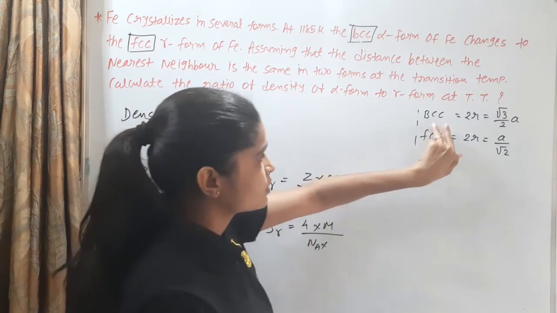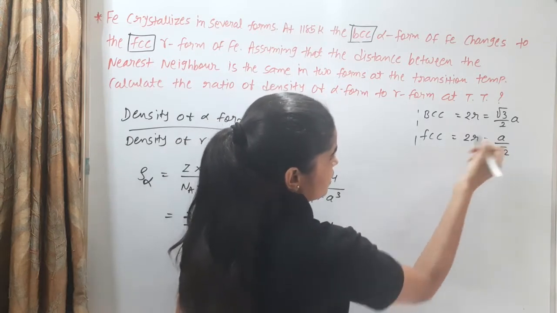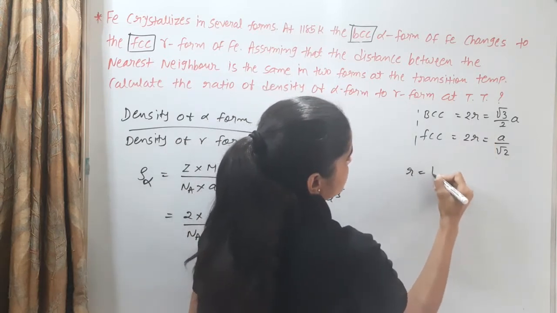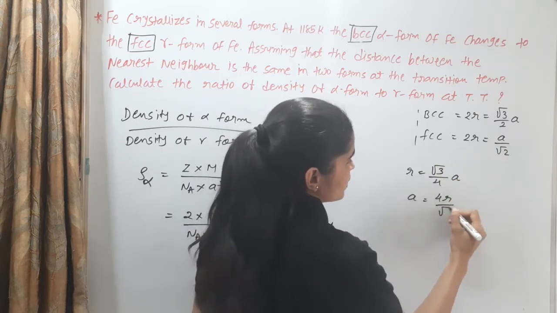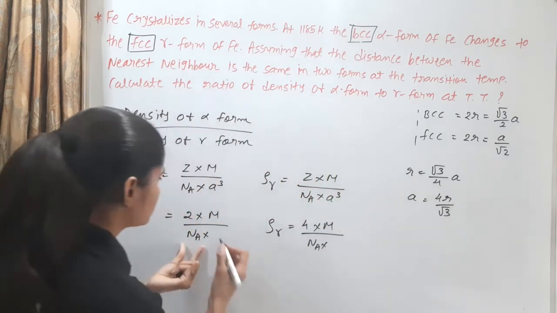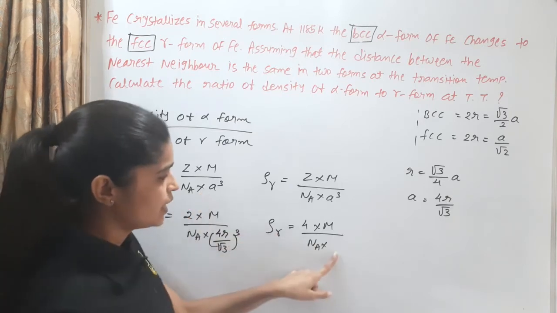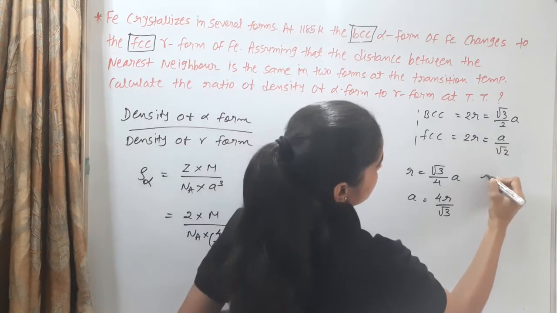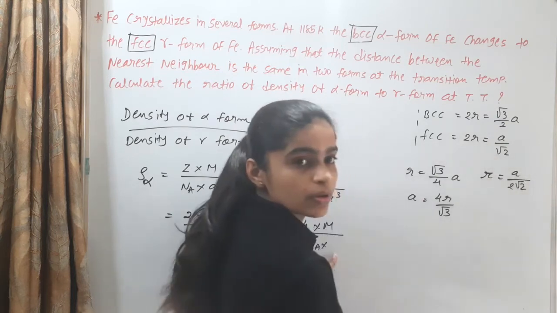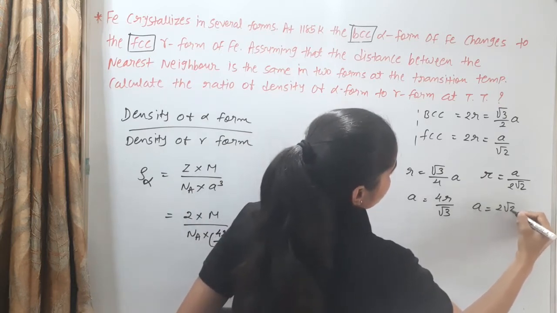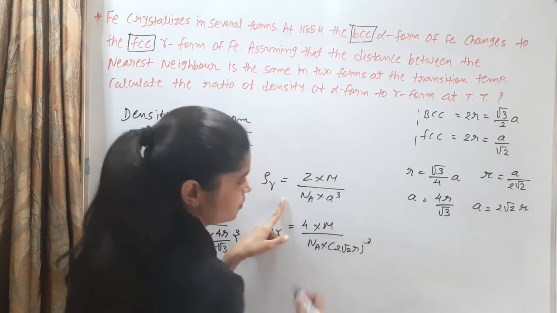We know that for the BCC, 4R is equal to under root 3 times a, so R is equal to under root 3 by 4 times a. So the a value is equal to 4R by under root 3. Putting this in the equation, a cube is 4R divided by under root 3, cubed. Next, for FCC, R is equal to a by 2 under root 2, so the a value is equal to 2 under root 2 R. Putting this in the equation gives 2 under root 2 R, cubed.